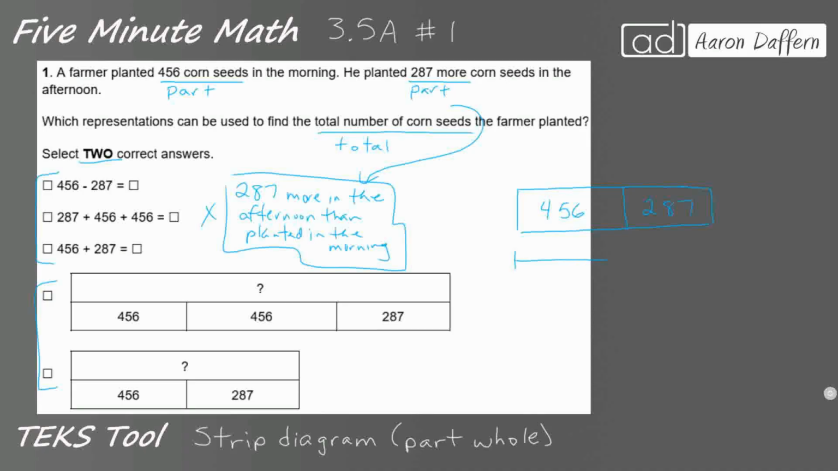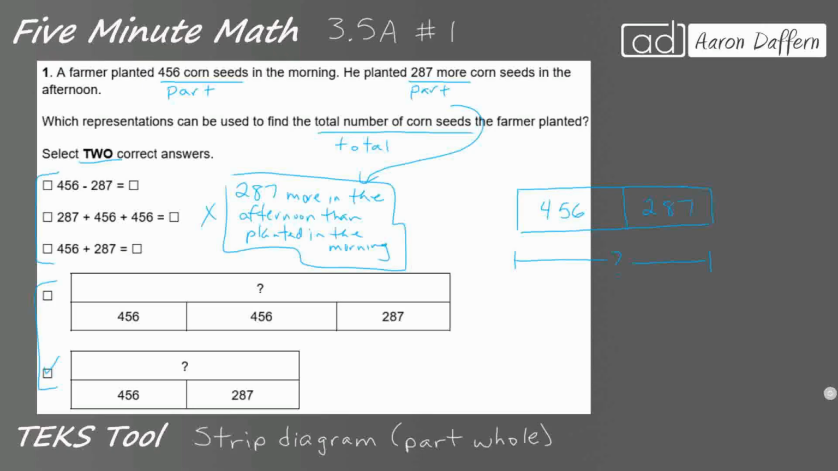And then I'm looking for my total. So I'm going to represent it like this. So it's a simple part whole. 456, 287, put them together. You have your total or your whole. And so you see that we've got our answer right there. At least that fifth option is going to be our strip diagram.